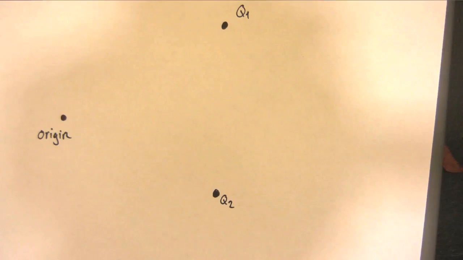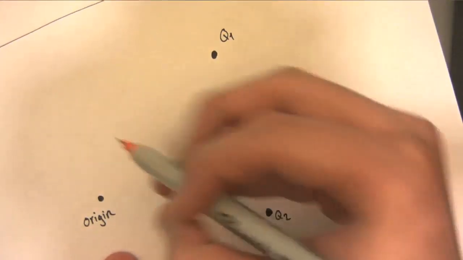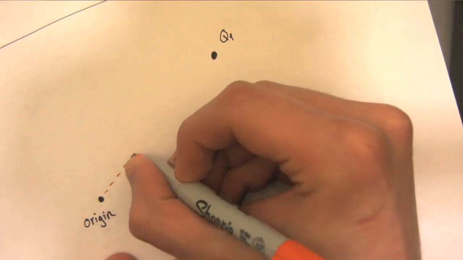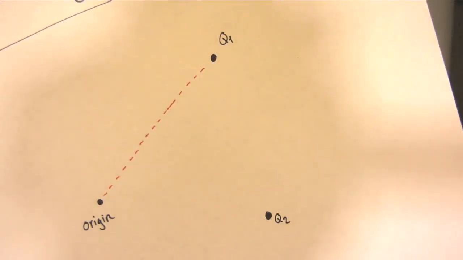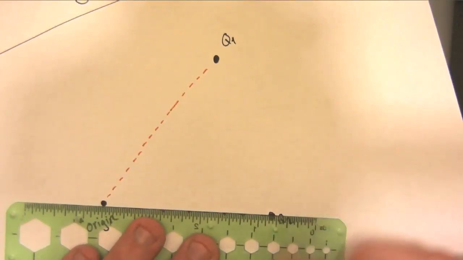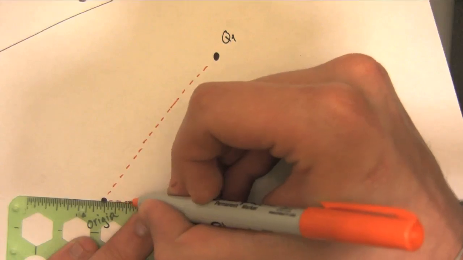Where this becomes important is the idea of using the vectors as opposed to just the magnitudes. If I were to ask you, what's the distance from origin to Q1? Well, you'd say, just measure this out here. Actually, for the sake of being neat, let me use this guy. Once again, this guy's awesome. Don't know what I would do without him.